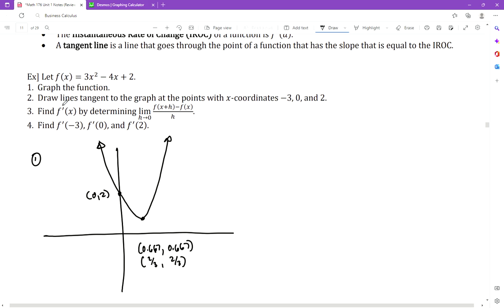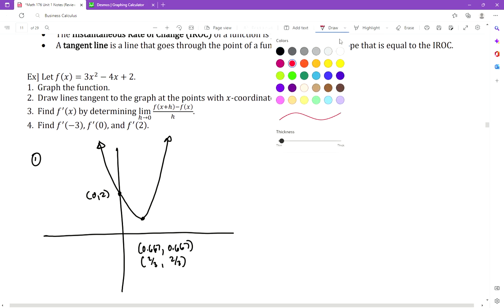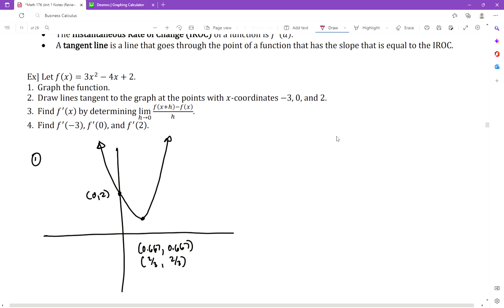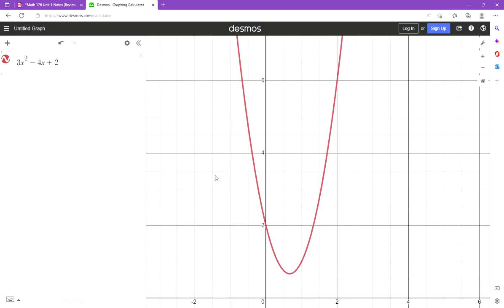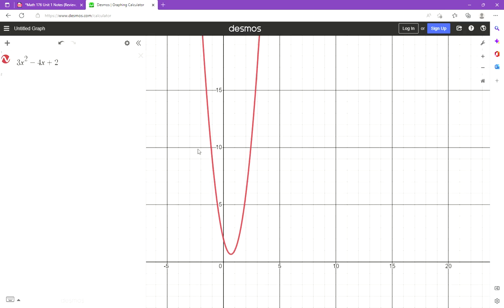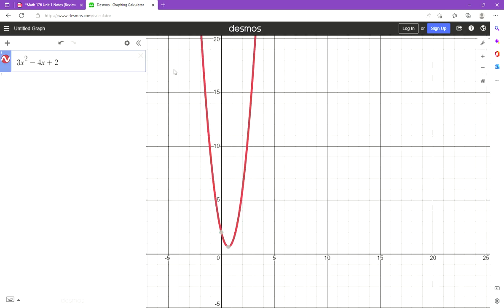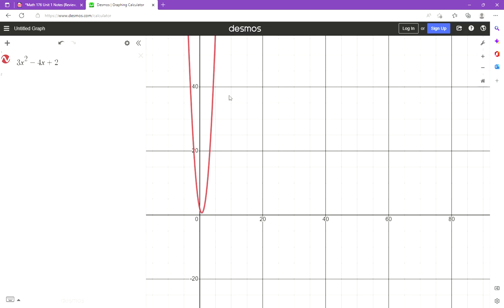Step 2, let's draw lines tangent to the graph at the points with x coordinates -3, 0, and 2. Let's do the first one in red. So x equals -3, which is somewhere over here. Let's go back to our calculator. The actual point looks like it's pretty up high. We have to zoom out. Yeah, it's way high. I don't make mine as steep in my picture, but we'll be okay.